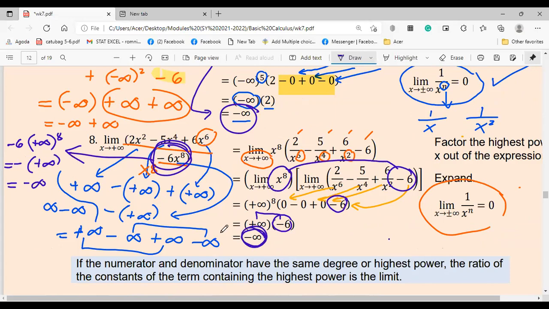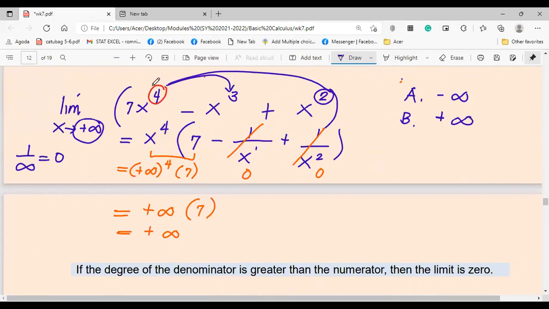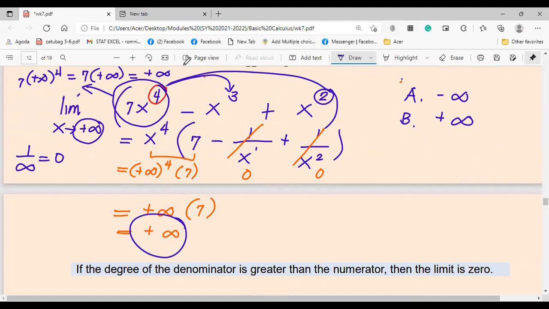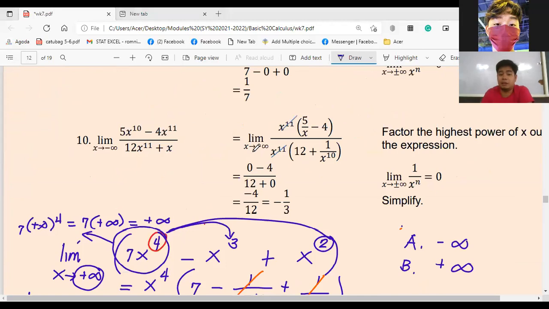So I hope that helps. Nasaan yung pinasolve ko? Ito. It's like this. Pwede mo na itong kunin. 7x raised to 4. So 7 times positive infinity raised to 4 is 7 times increasing. Then that's increasing. Kaya ito ay positive infinity. So I'm sharing some of the clues para hindi na kayo medyo mahirapan pa sa pag-solve ng mga ganyan.